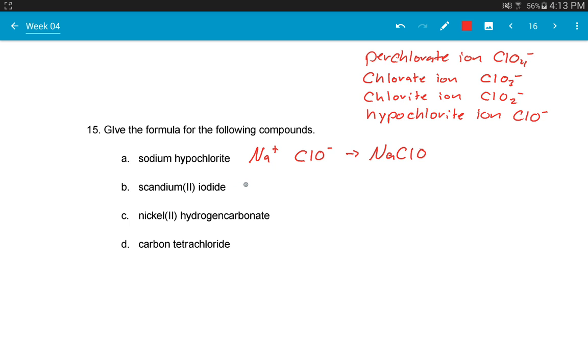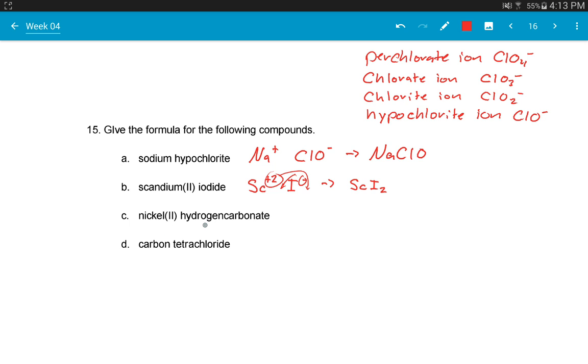Scandium-2 iodide. Scandium-2 would be Sc, with a +2 charge. The Roman numeral is an indicator that it's a transition metal. And iodide is one of our halogens. Being 1 away from the nearest noble gas, it has a -1 charge. And if we cross our charges, bringing the 2 down and the 1 down, ignoring the negative sign, we end up with ScI2.